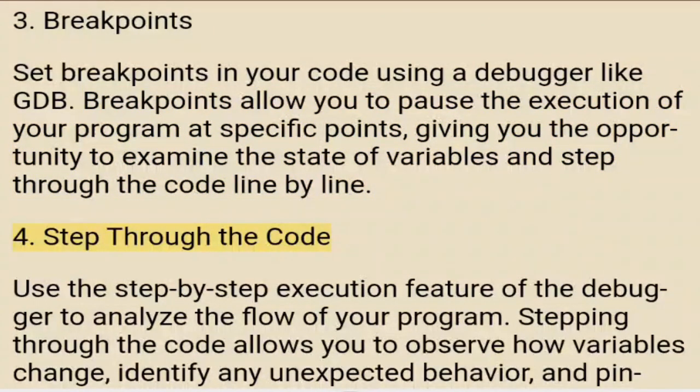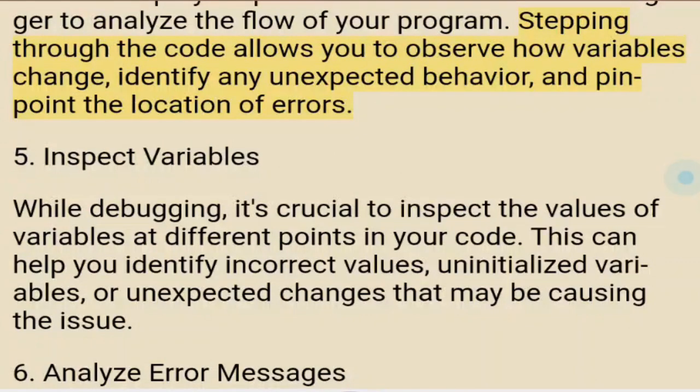4. Step through the code. Use the step-by-step execution feature of the debugger to analyze the flow of your program. Stepping through the code allows you to observe how variables change, identify any unexpected behavior, and pinpoint the location of errors. 5. Inspect variables. While debugging, it's crucial to inspect the values of variables at different points in your code.